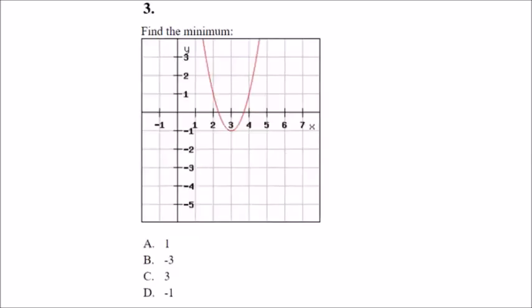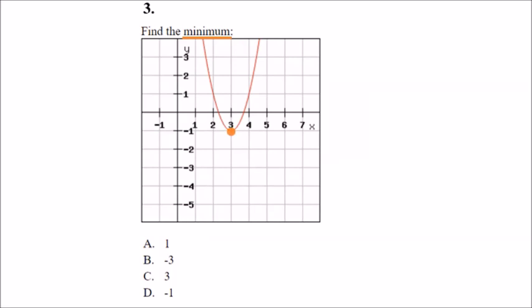Taking a look at number 3. Number 3 says find the minimum. Our key word is minimum. What does minimum mean? Minimum is the lowest point on our graph. Remember, a graph will have a minimum or a maximum, but not both. A graph that looks like this, a U-shaped graph that is smiling, has a low point. It's right here found at the vertex. That is its minimum point.